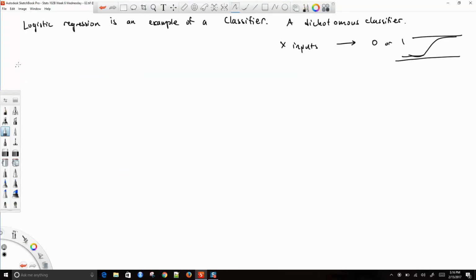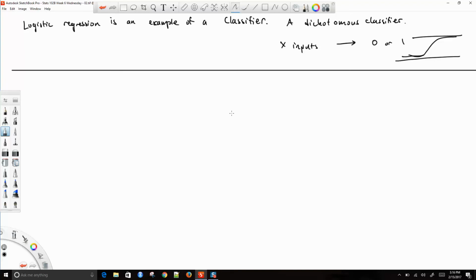Okay, so today's lecture will focus on what we call a Bayes classifier, okay? Let me start off with the Bayes classifier, and then we will have the naive Bayes classifier.